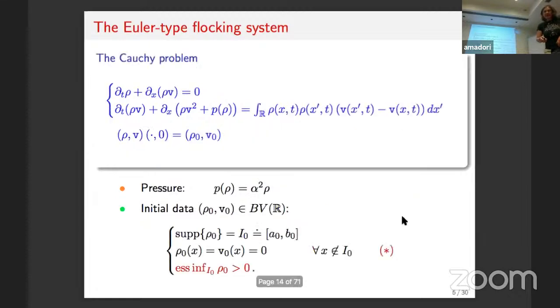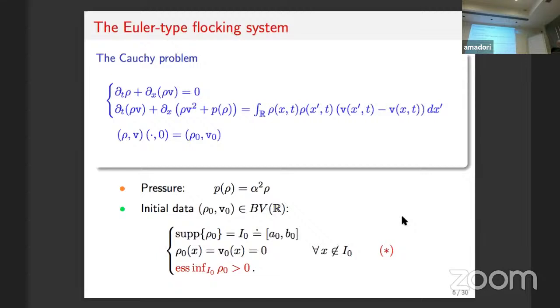Then let me replace k equal to 1 in our system, and we end up with this Cauchy problem. In this Cauchy problem, I put k equal to 1 in the non-local term. We consider the Cauchy problem for this system, with initial data for rho and v. As we said before, we consider the isothermal pressure law. And for initial data, let me be more specific on what we plan to consider. So we have initial data which are compactly supported, in particular, they are supported in some interval.